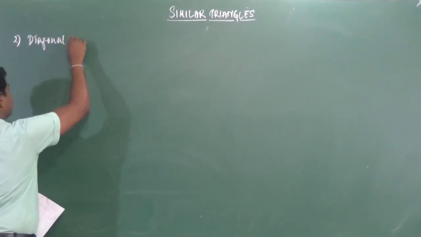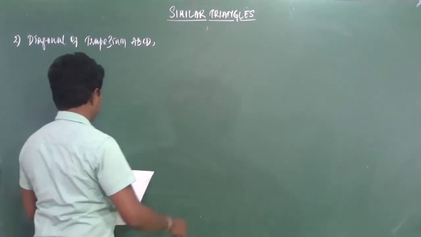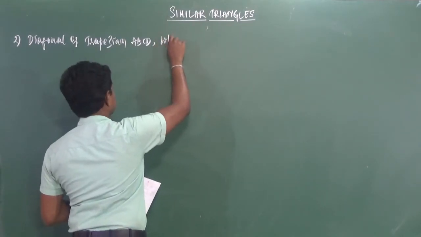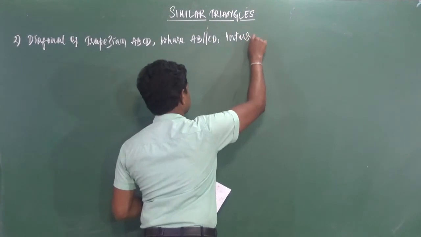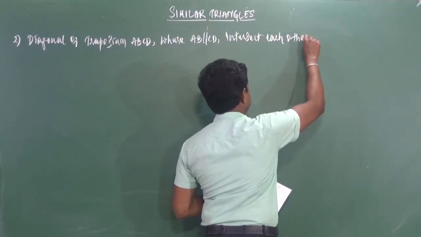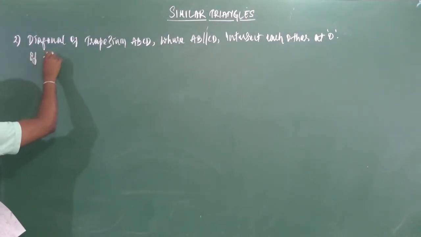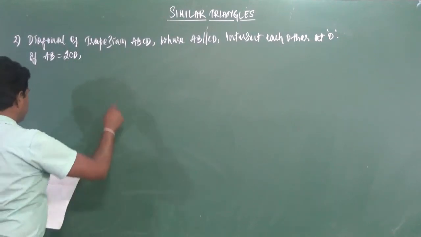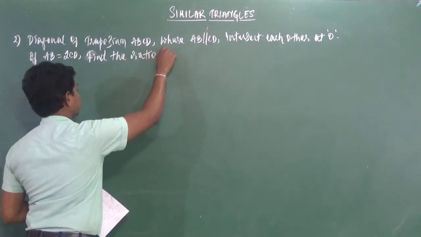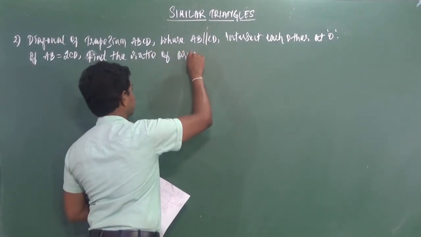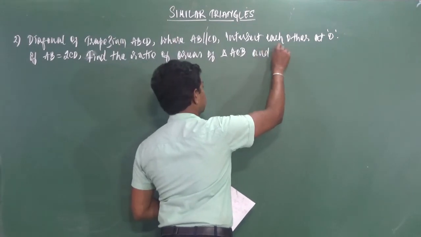Diagonals of trapezium ABCD, where AB is parallel to CD, intersect each other at O. If AB is equal to 2CD, find the ratio of the areas of triangle AOB and triangle COD.